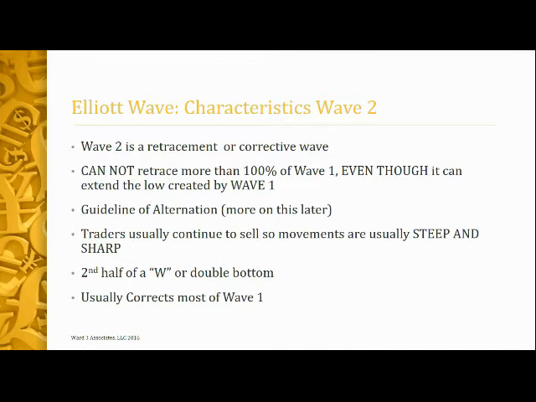Within wave 2, traders usually continue to sell, so movements are usually steep and sharp. Wave 2 could also be considered the second half of the W or double bottom. And it usually corrects most of wave 1.